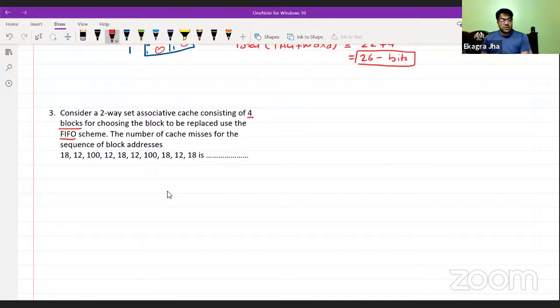For choosing the block to be replaced, use the FIFO scheme. This is important. FIFO actually works just like a queue. The number of cache misses we need to find is for the sequence of block addresses, and the addresses are given here. So what are these cache misses actually?